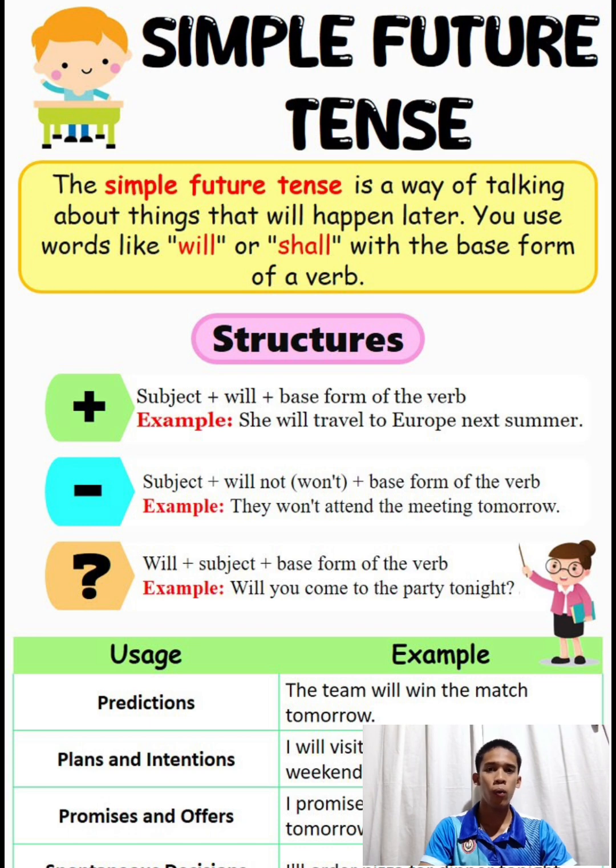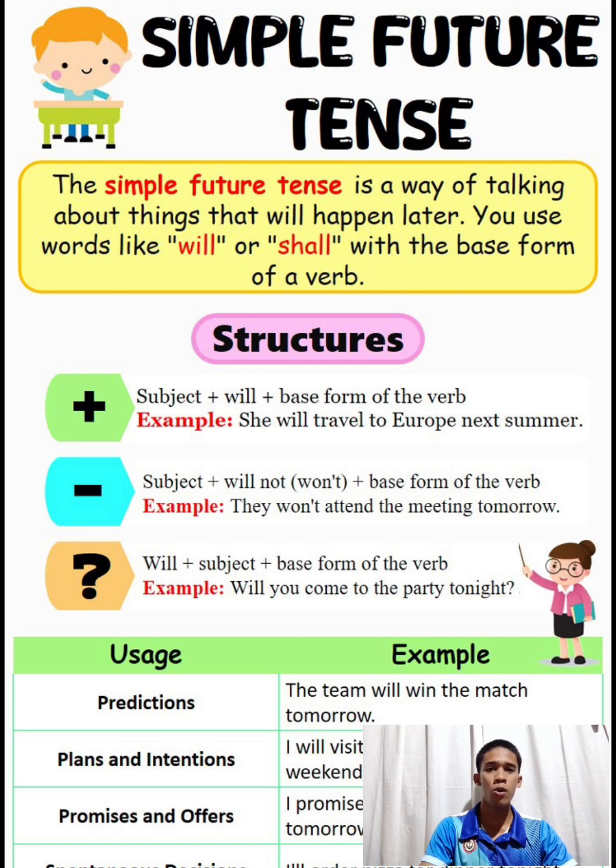So, how is the future simple tense used? It can be used in making predictions. For example, he will be absent tomorrow. So, you are making a prediction that he will be absent tomorrow.